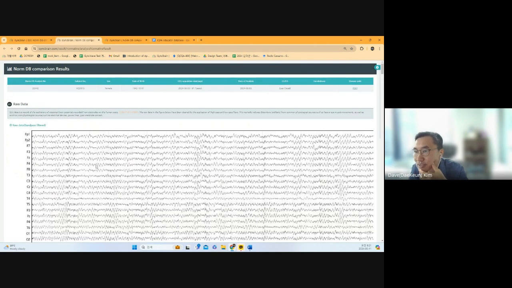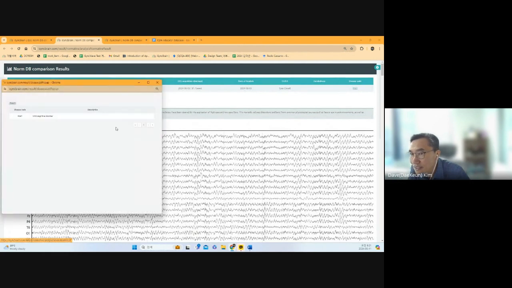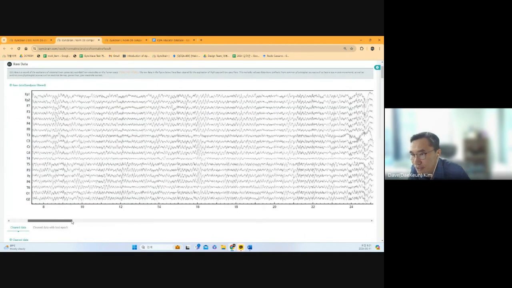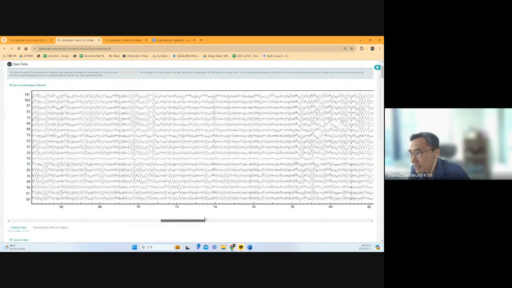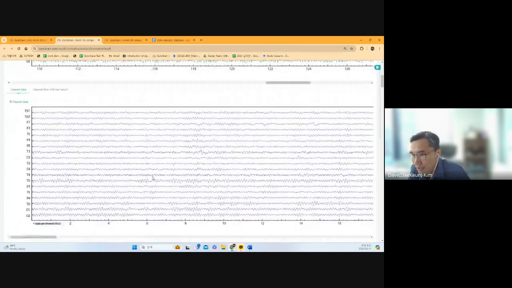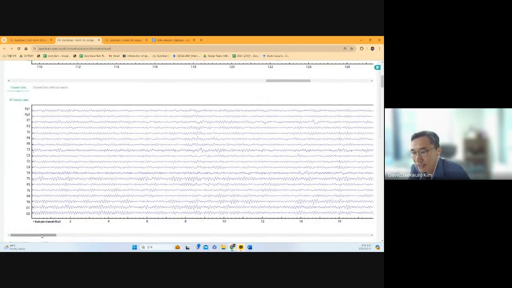Operation cases. This is a typical MCI case, 81 years old, with eyes closed. You can see here, the doctor labeled this patient as having mild cognitive disorder. And we can see the raw data here, and this is the clean data.